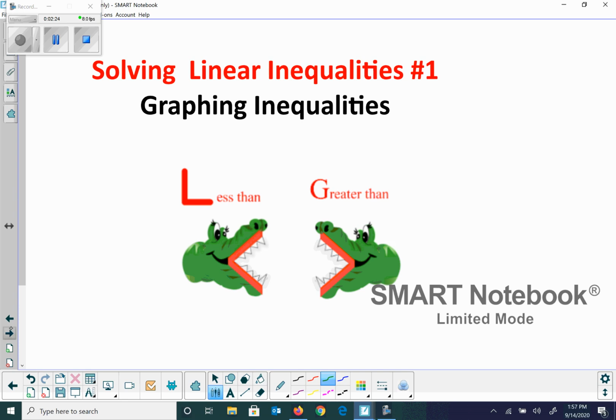All right, so we're going to be dealing with inequality. So we have less than, greater than. So we have these little 2 alligators or crocodiles or crocodigators if you speak stirrup language. So less than is going to the left, greater than is going to the right. And let's build upon that a little bit.